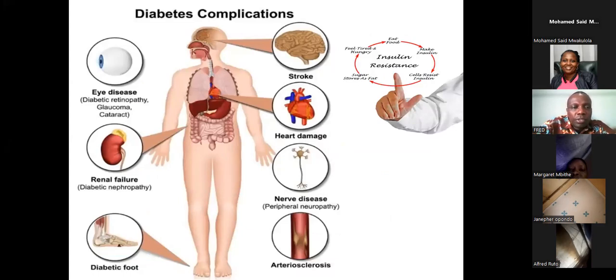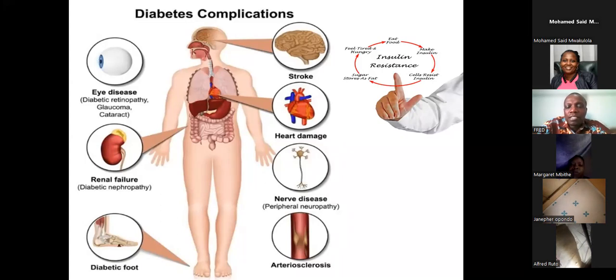Glaucoma, retinopathy, and cataracts can be as a result of diabetes, and those are diseases of the eye. You can have renal failure, where you are forced to go into dialysis. Diabetic foot can result, whereby you start getting nerves dying off on your feet, and this can develop and lead to an amputation. Stroke, we talked about that. Heart disease or heart damage.